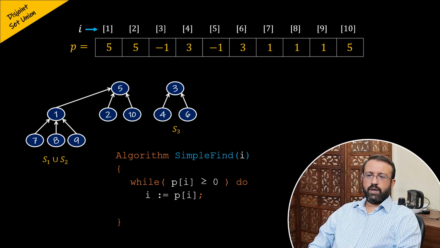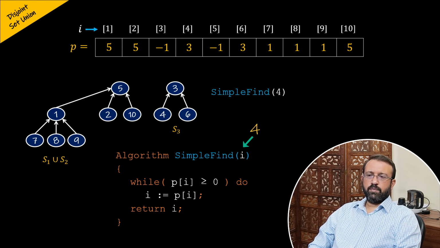Then outside the while loop, we will have the statement return I, that is, return the index of the array which stores the root node or -1 to which the element I belongs. So this is the simple find algorithm to perform the find operation. Now let us apply this algorithm to find element 4. So we will call the simple find algorithm passing element 4 as I.